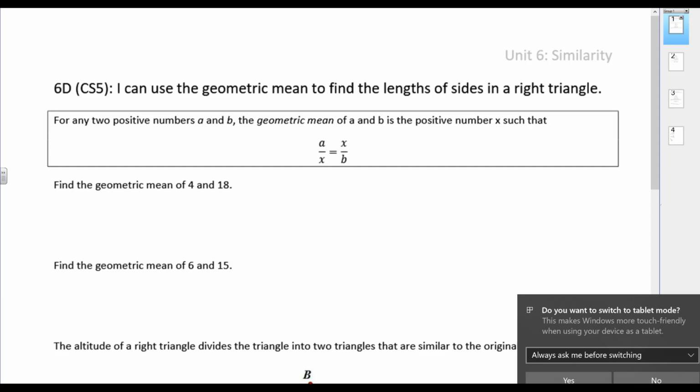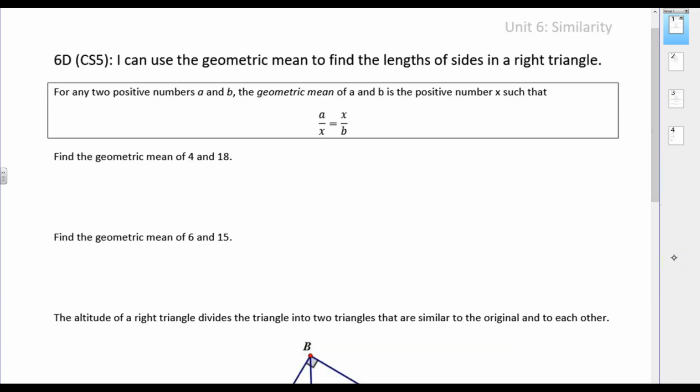I can use the geometric mean to find the lengths of the sides of a right triangle. Before we begin, I want us first to learn about a new term, and that is geometric mean. Basically, the geometric mean is a way of calculating a different kind of mean. You've heard of an arithmetic mean before, but this has to do mostly with geometry. The way we set it up is a over x equals x over b, where x is your geometric mean of a and b.